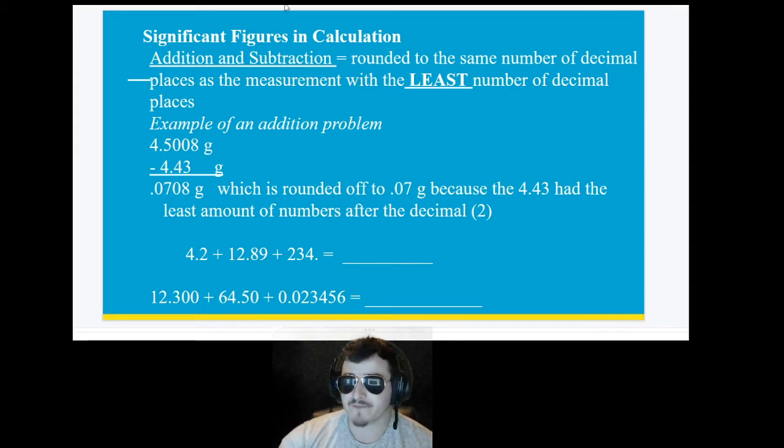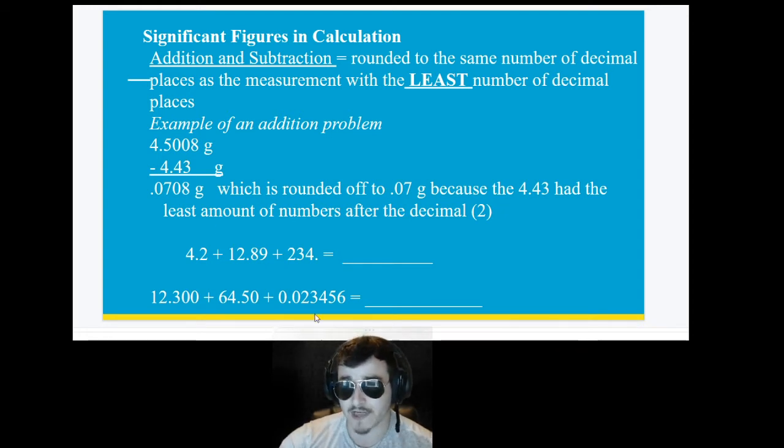Addition and subtraction, when we are faced with an operation like this, we are going to round to the same number of decimal places as a measurement with the least amount of decimal places used in the problem. What does that mean? Well, if we see this example right here, 4.5008 has 4 decimal places, and 4.43 has 2 decimal places, we are only accurate to 2 decimal places. Remember, we are only as accurate as our least accurate measurement, which means we are going to be forced to round this guy to 2 decimal places at the end. Whatever the least amount of decimal places used in the problem is, that's what you have to round your answer to.